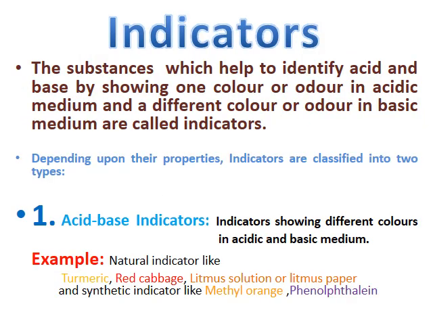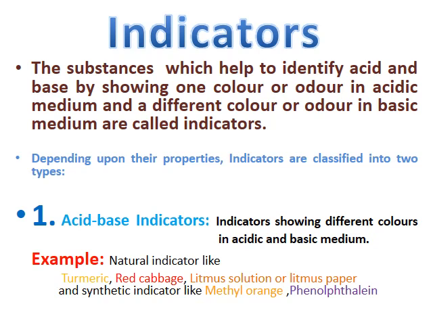Acids are sour in taste. For example, lemon has a sour taste due to the presence of an acid called citric acid. Bases are bitter in taste. Some examples of bases are sodium hydroxide, potassium hydroxide, magnesium hydroxide, etc.